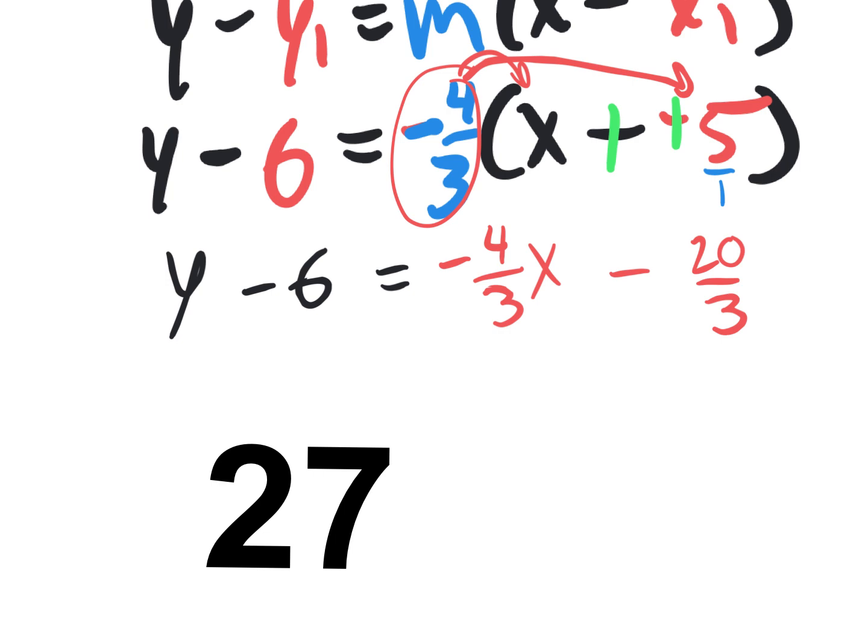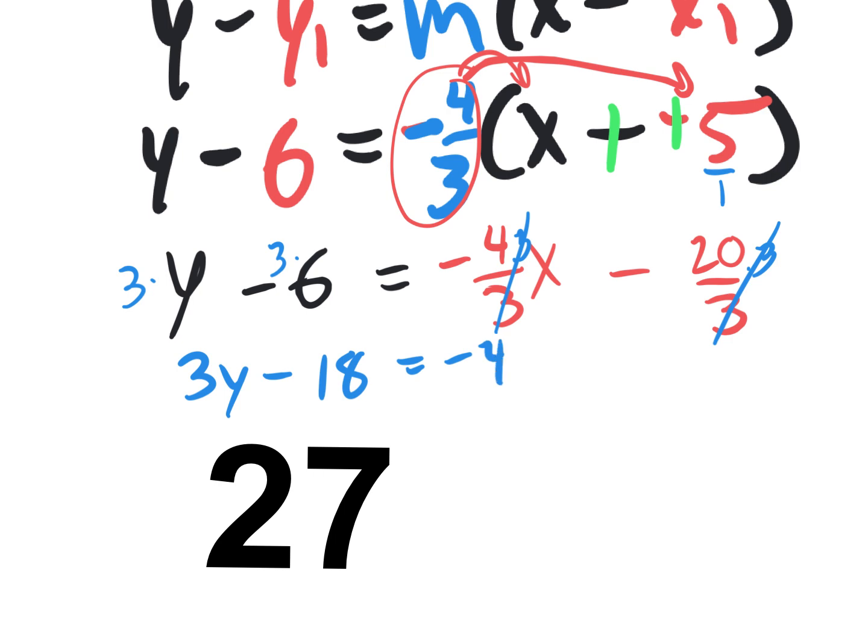At any point, if you're confused with fractions, you can get rid of fractions by multiplying everything by the denominator of the fraction you want to get rid of. So right here, if this is looking really ugly to you, you could get rid of those fractions by multiplying everything by 3. This times 3, this times 3, this times 3, which will cancel out, this times 3, which will cancel out. So you're going to have a new equation that reads 3y minus 18 equals negative 4x minus 20.